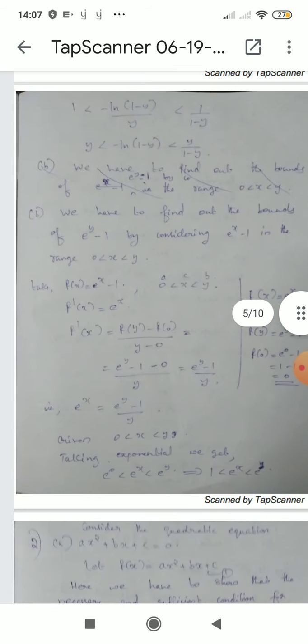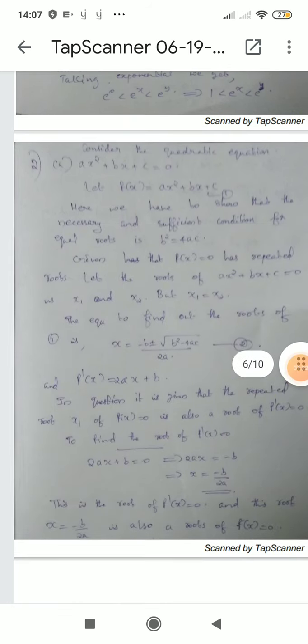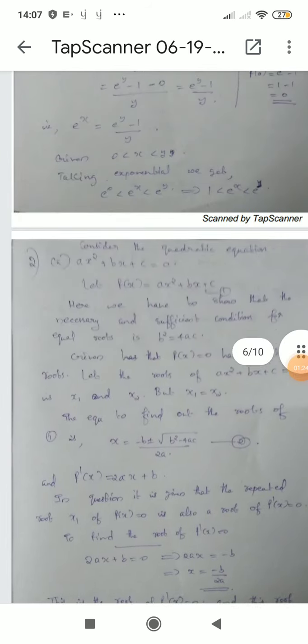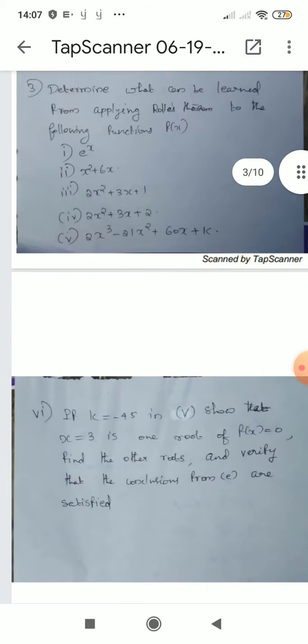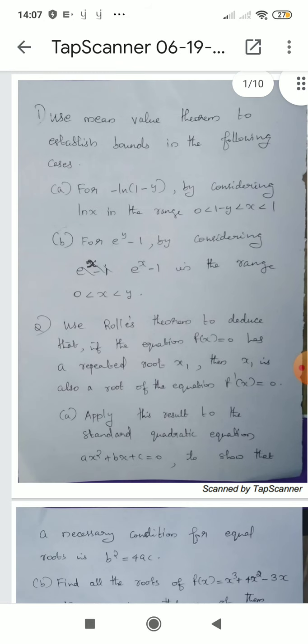So, we move to our second question. Our second question has three subdivisions. Let me tell you the question clearly. Use Rolle's theorem to deduce that if the equation f of x is equal to 0 has a repeated root x1, then x1 is also a root of the equation f dash of x is equal to 0. So, we have to solve these problems by applying Rolle's theorem.